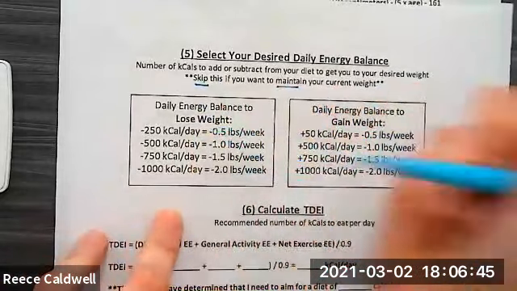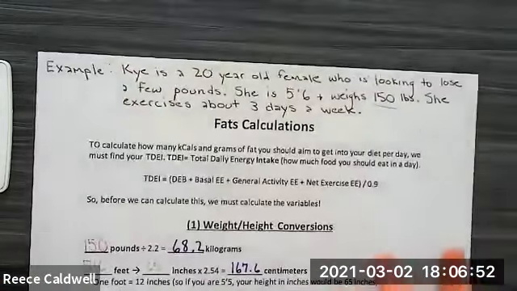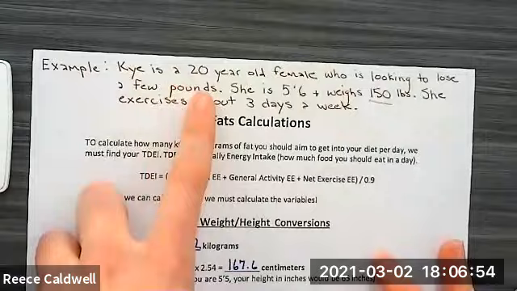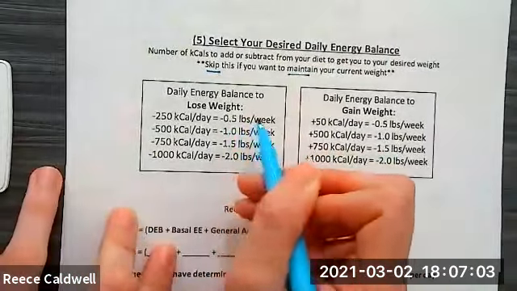However, if you want to either lose weight or gain weight, we will be selecting a value here. So at the beginning, we saw that Kai does want to lose a few pounds, but she is a college student and she doesn't want to be too aggressive with it. So we're going to select the minus half a pound a week.